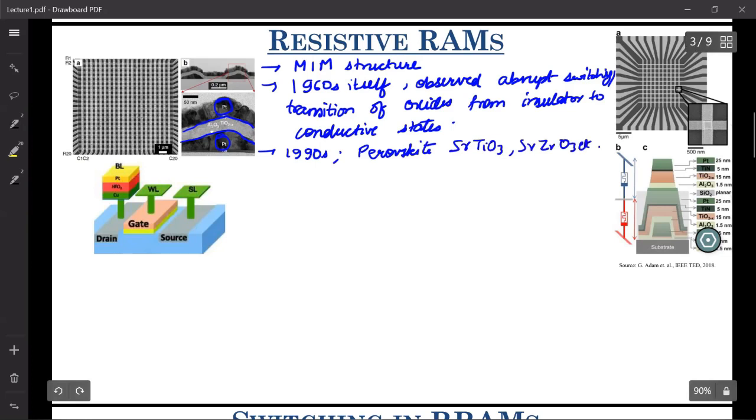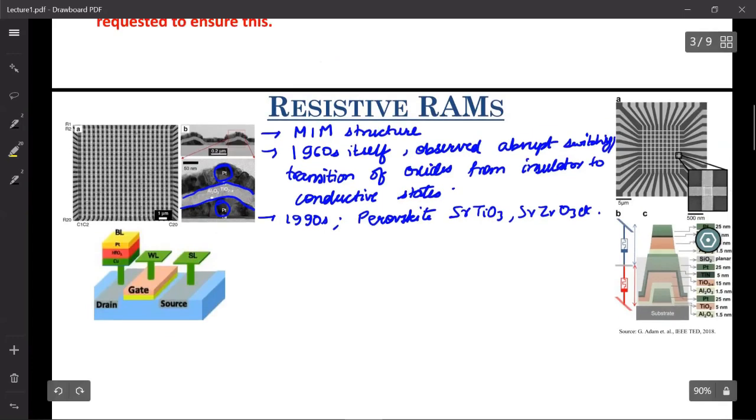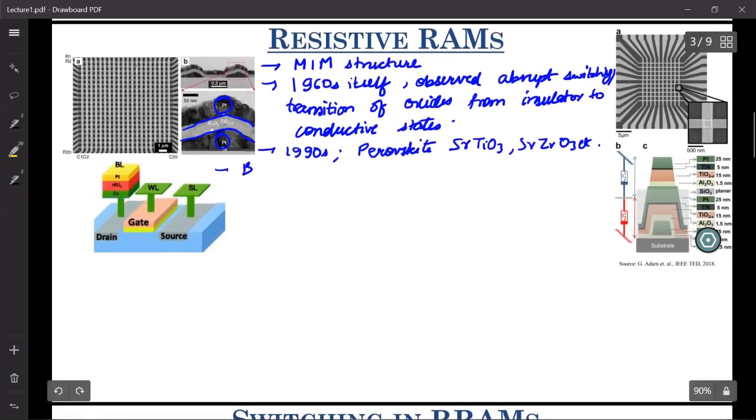And people also saw this kind of switching in binary oxides. Perovskites have more than 3 components, so it's kind of a complex oxide. They also saw this phenomenon in binary metal oxides. Which were the oxide materials? They saw it in nickel oxide. They also saw it in titanium oxide. And the best part about these transition metal based metal oxides is that they are compatible with the CMOS process.